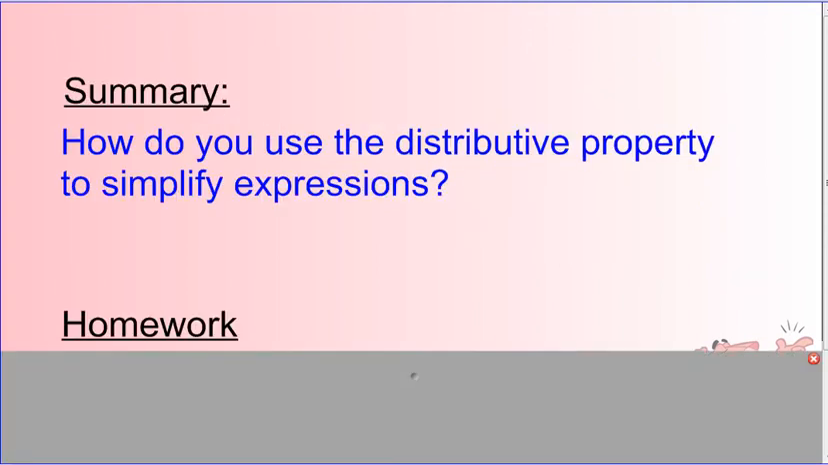Go ahead and answer the summary. It asks you, how do you use the distributive property to simplify expressions? What did we do in those problems? Why did we use this distributive property? How did it help us? Go ahead, write a sentence. We'll get back together here in just a second.